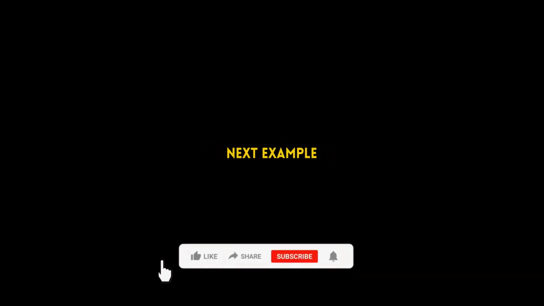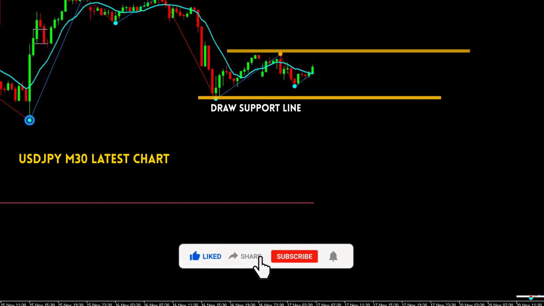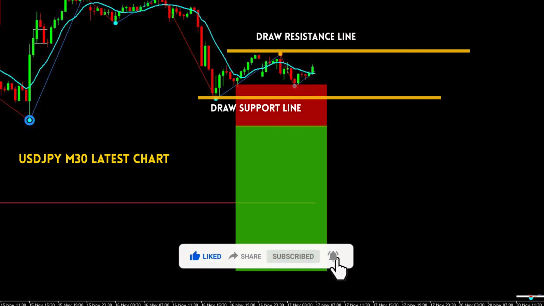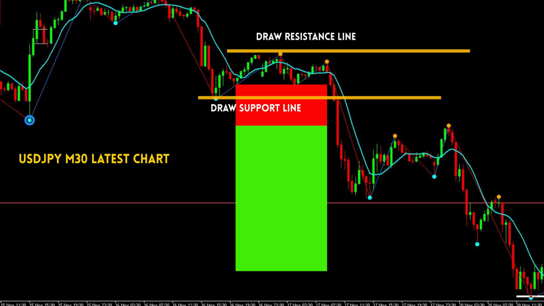Next example. In this USD/JPY M30 chart, we saw clear support and resistance areas. Let's draw support and resistance lines and wait for the break to the downside. Stop loss and take profit are defined clearly on screen for your learning purpose. Take maximum profit and exit the market. Wait for the next trade setup.